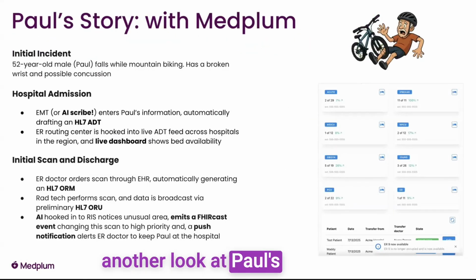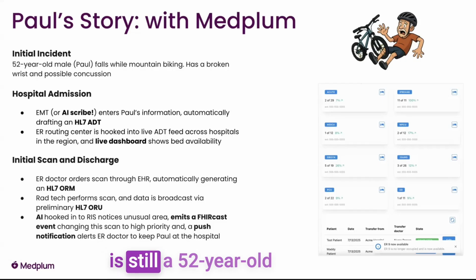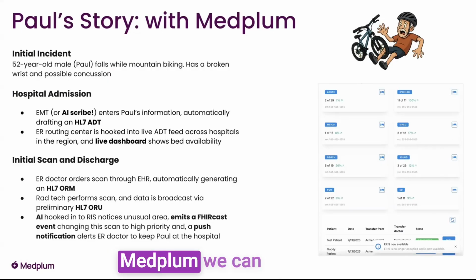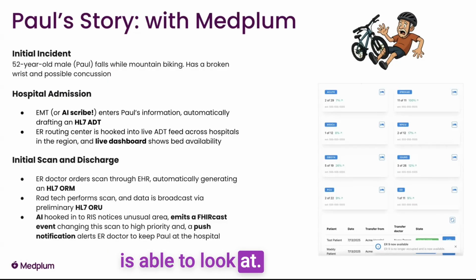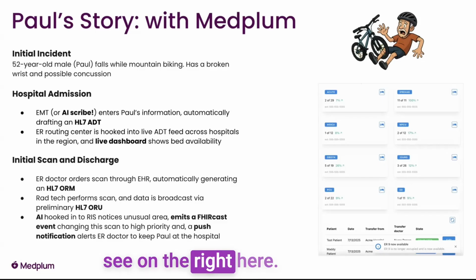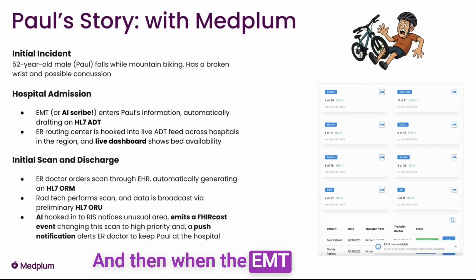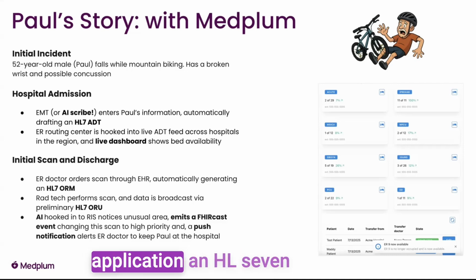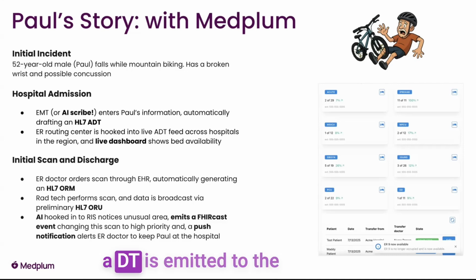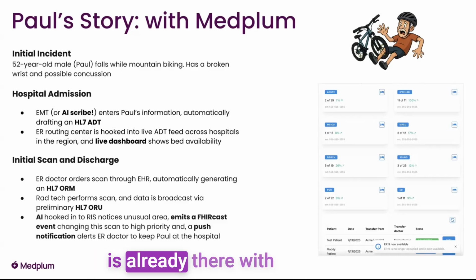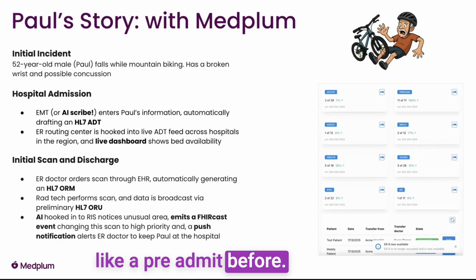So we're going to take another look at Paul's story again. And Paul is still a 52-year-old male, still had a broken wrist and a possible concussion. However, now with Medplum, we can see that the EMT is able to look at a live dashboard, as we see on the right here. And this EMT is able to see what the bed availability of the hospitals before they even call in. And then when the EMT goes to enter Paul's information into this application, an HL7 ADT is emitted to the hospital's legacy system. And Paul's information is already there with like a pre-admit before Paul even arrives at the ER.